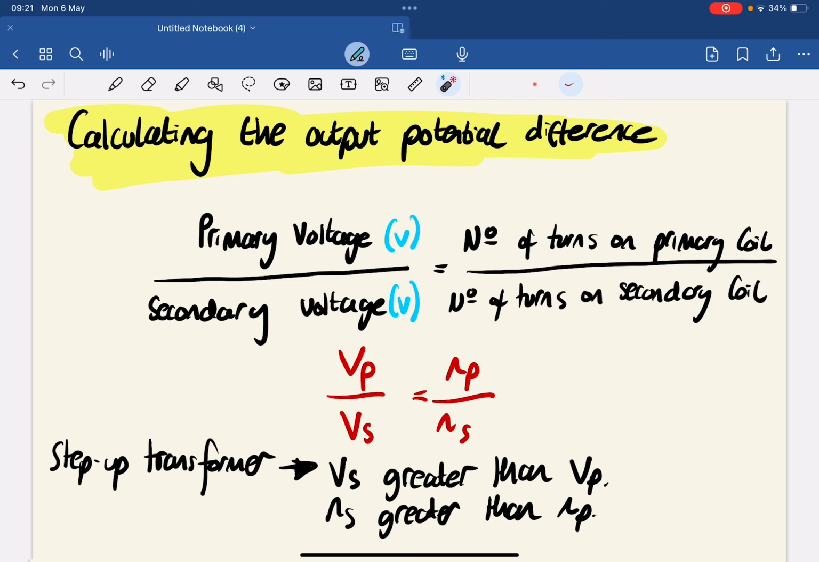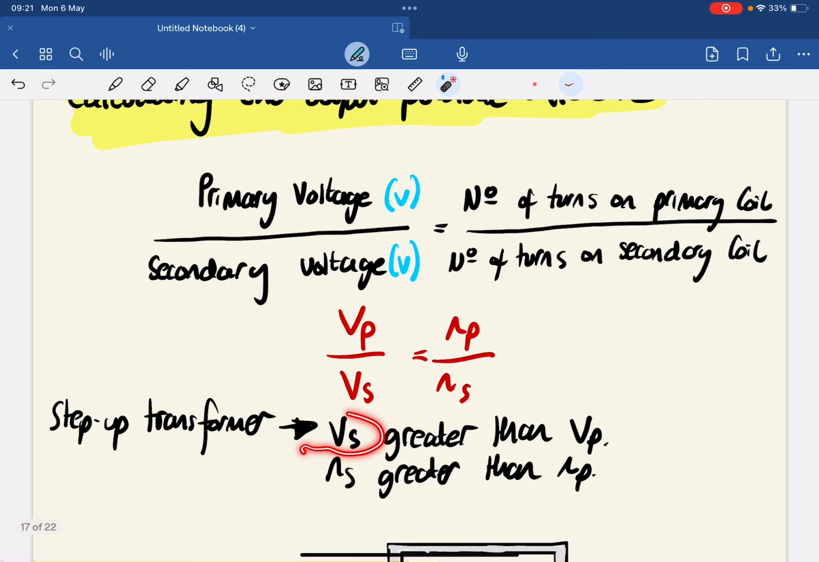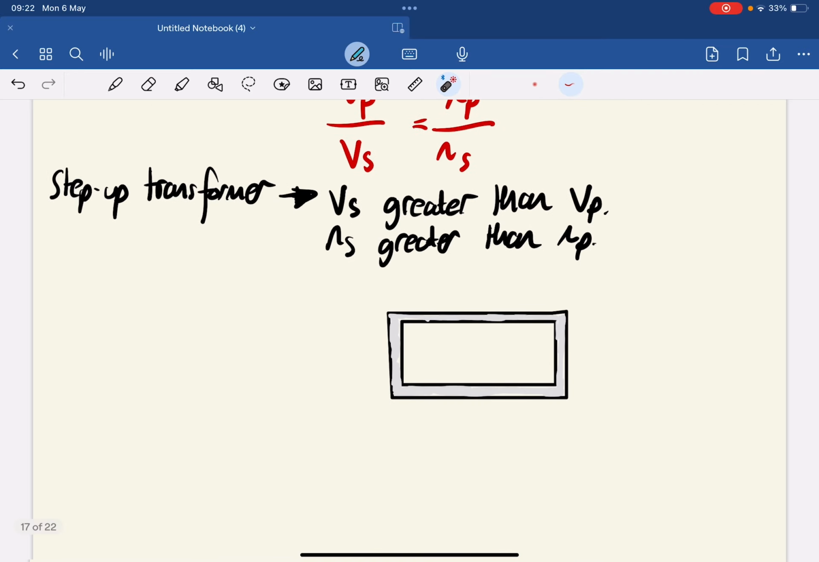Now, a simple way of doing this is we can use our cross multiplication method, whichever one is missing. So big up on your cross multiplication, that's really important for this. But also, if it's simple numbers, we can also look at ratios. So for a step-up transformer, the voltage on the secondary is going to be greater than the voltage on the primary, and the number of turns on the secondary is going to be greater than the number of turns on the primary.